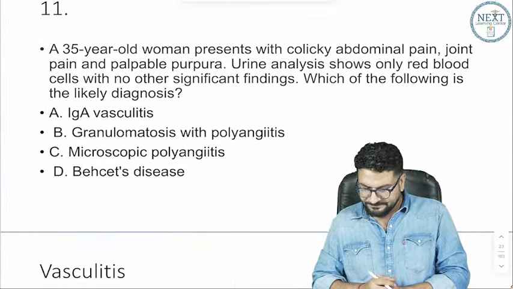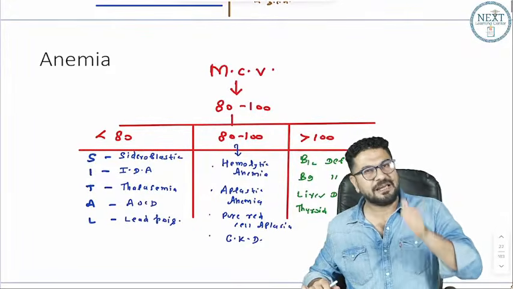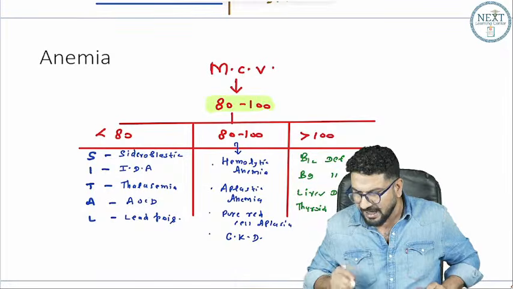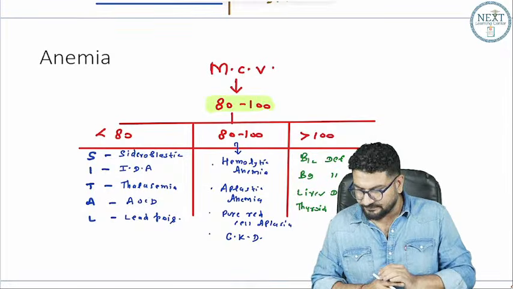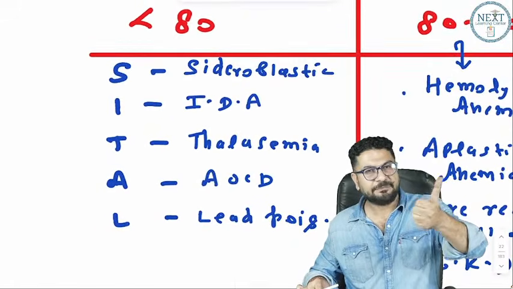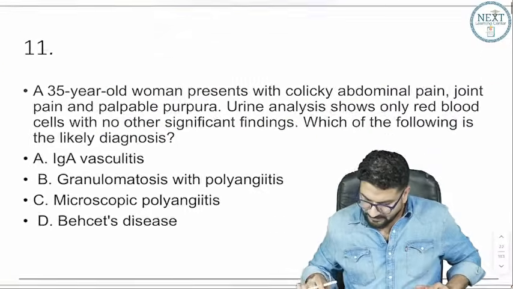Let's see the next one. So understand this thing. In an anemia question, the first thing you have to see is the MCV value. If the MCV value given is less than 80, then the answer will be any of these: sideroblastic anemia, IDA, thalassemia, IOCD, lead poisoning. Right? Okay, now moving to the next one.